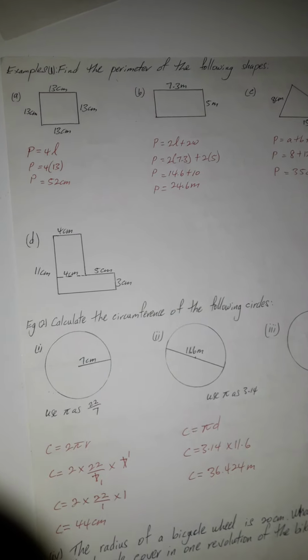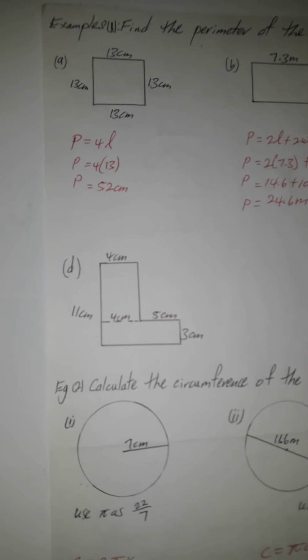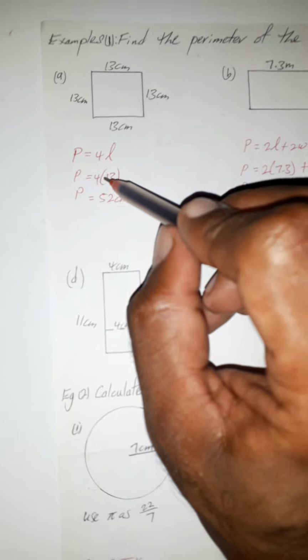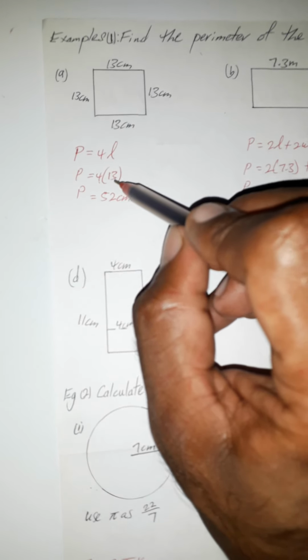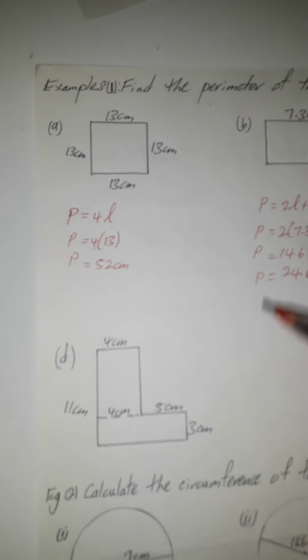Alright, let us go through this example quickly. Find the perimeter of the following shapes. The first shape we have, all four sides are equal. It's a square, so I use the formula 4L. So it will be 4 times. I use a bracket to show multiplication. If you want, you can put the multiplication sign and not use the bracket. 4 times 13 will give us 52.